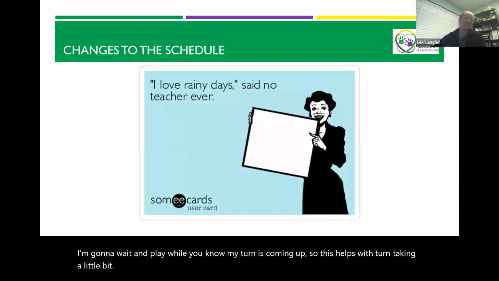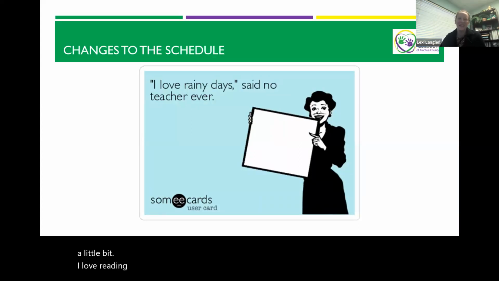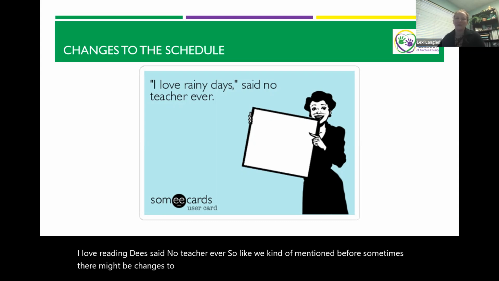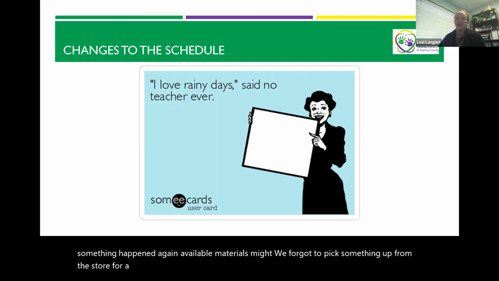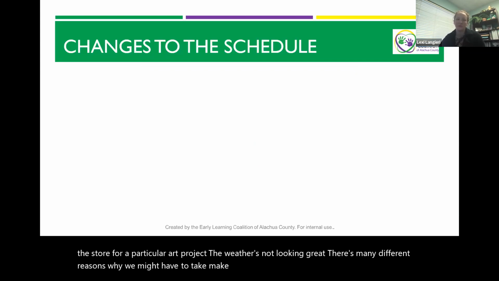I love rainy days, said no teacher ever. So like we kind of mentioned before, sometimes there might be changes to the schedule, whether it's staffing, a teacher called out sick or something happened. Again, available materials, we forgot to pick something up from the store for a particular art project. The weather's not looking great. There's many different reasons why we might have to make a change to our schedule.